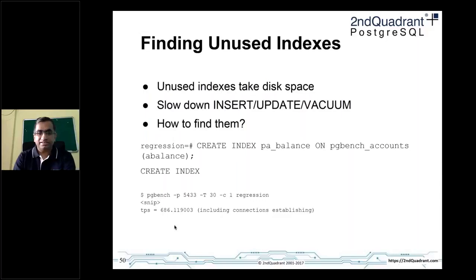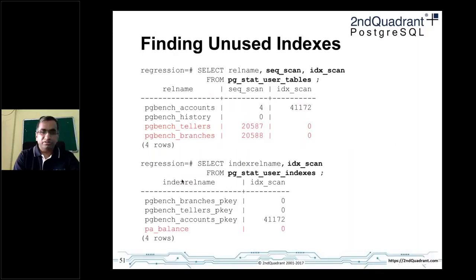For example, in this case, let's say I build an index on the pgbench accounts balance column, which I know nobody is querying on, and run pgbench for a few seconds. Now if you look at the second table, you would see that on the balance index there are 0 index scans, and that tells me that there is something wrong, and this particular index is not being used at all by my workload.